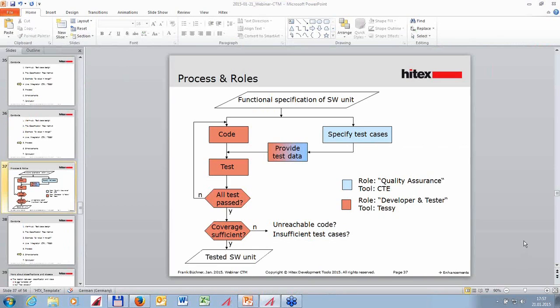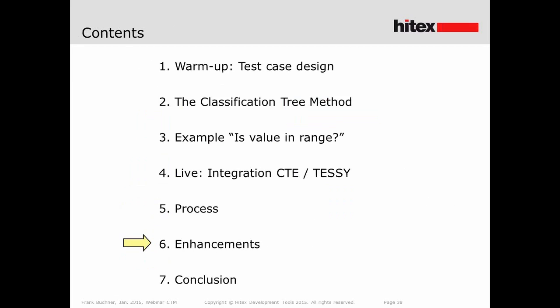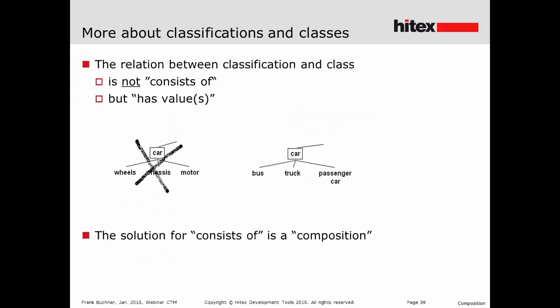Okay, I would like to mention some points, some enhancements. One thing is a mistake I often encounter. Please note that the relation between a classification and a class does not consist of what you see here. People are tempted to make a classification like this and say a car consists of wheel, chassis, and motor, but this is not correct. A car has values like a bus is a car, and a truck is a car, and a passenger car is a car. And so there's a different relationship.